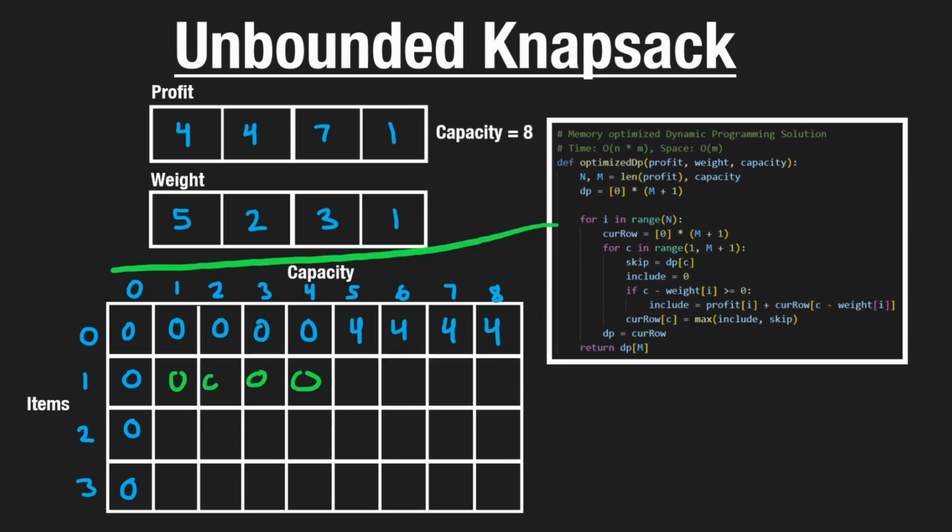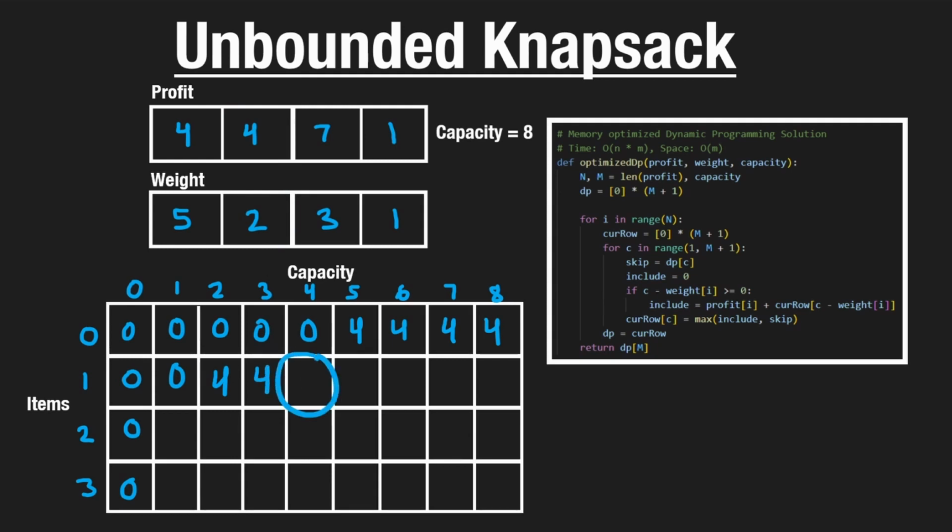Notice how that first row is no longer in memory. We only have 2 rows in memory now. And we initialize these to all zeros, and then we start computing them. In this position, we have a capacity of 1. That's not enough to contain this item or this item. Here, we have a capacity of 2. That's enough to contain this item. So we have a profit of 4 here, still only that one item.